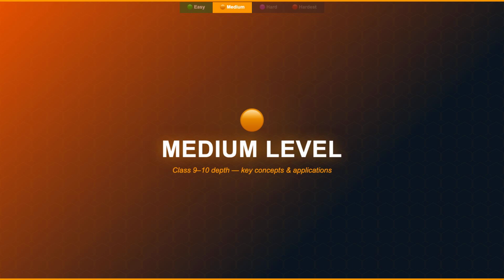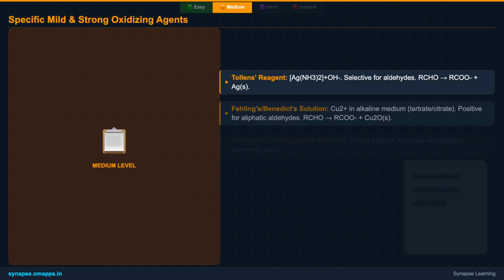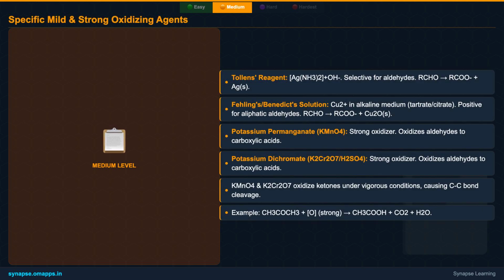Let's deepen our understanding of oxidation. We'll explore specific reagents and the intriguing Popoff's rule for ketones. Let's dive into the specifics of these mild oxidizing agents. Tollens reagent, an ammoniacal solution of silver nitrate, is a true aldehyde specialist. It selectively oxidizes aldehydes, leaving other functional groups untouched, and in return, you get that characteristic silver mirror.